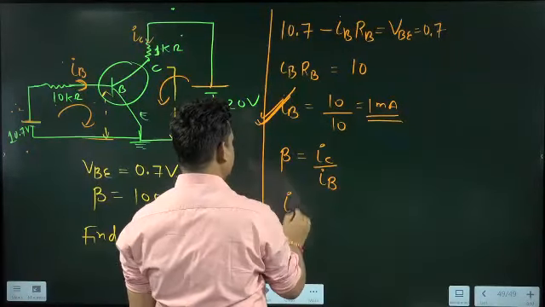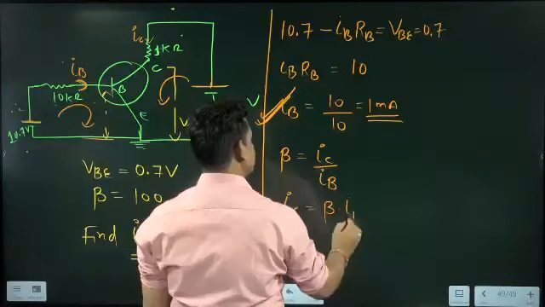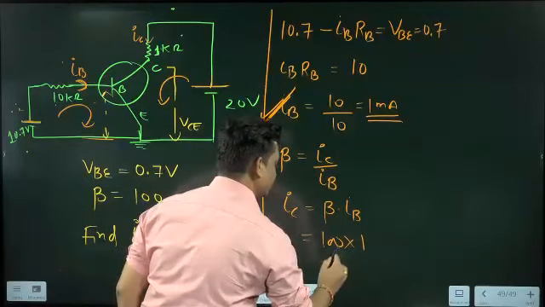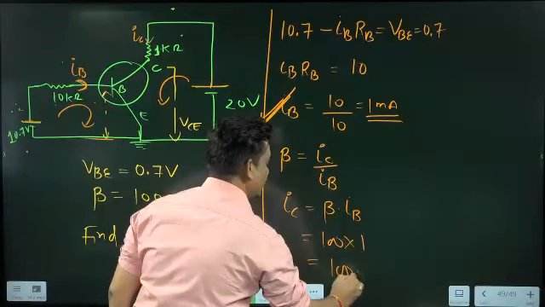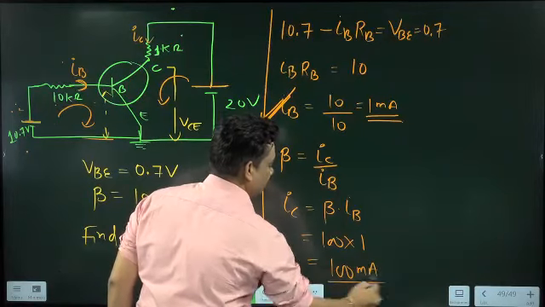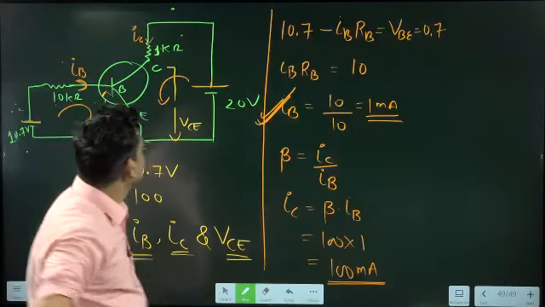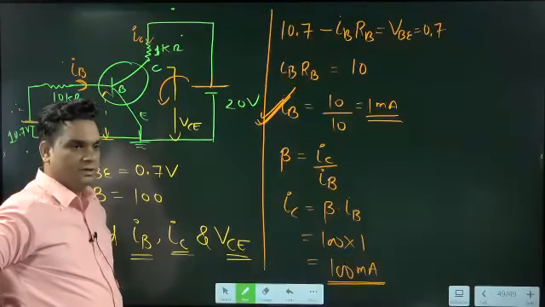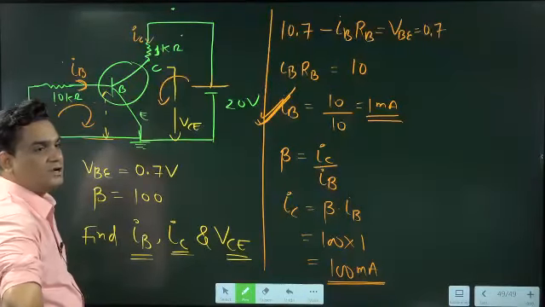So we can write IC will be equal to beta into IB. Beta is 100, and IB is 1 milliampere. So it becomes 100 milliampere. Any problem here? Okay, so this is the IC, we got 100 milliampere.